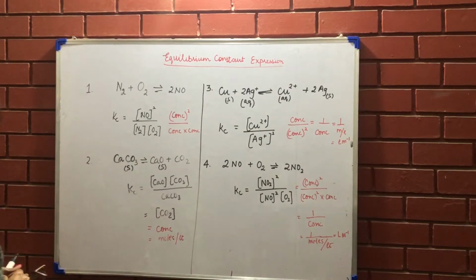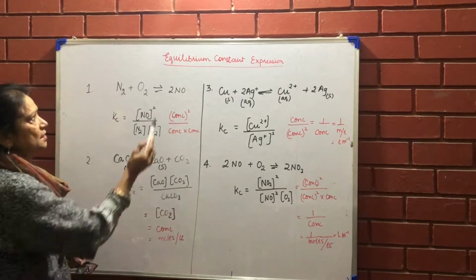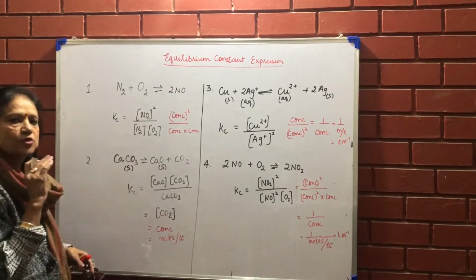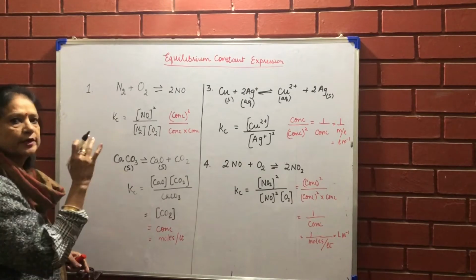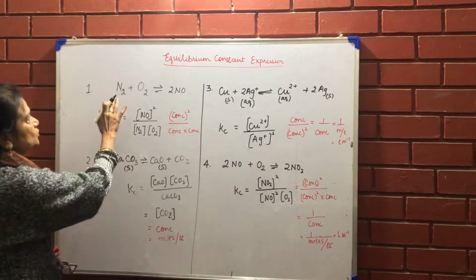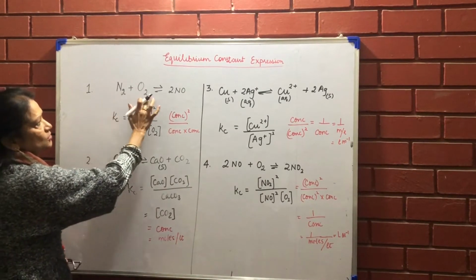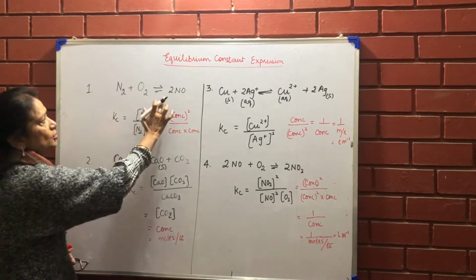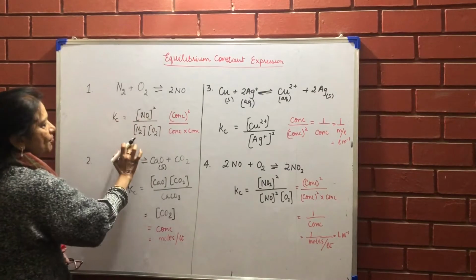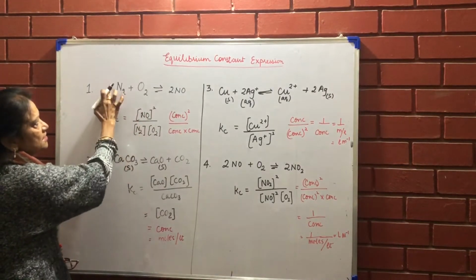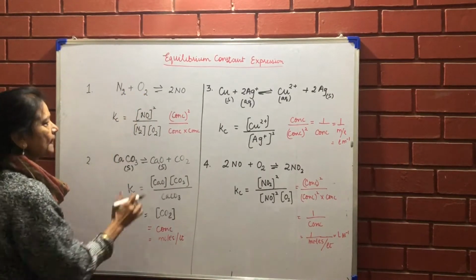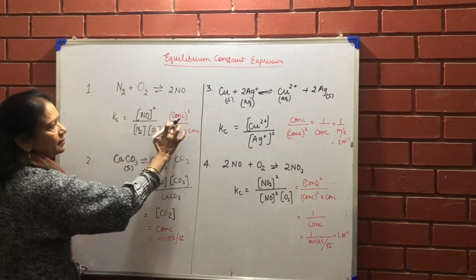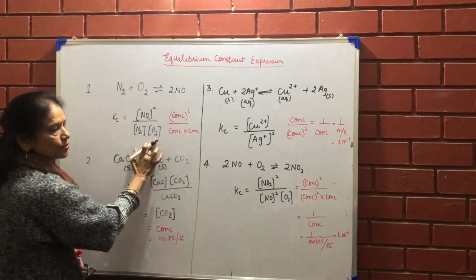Now see how we are going to write down the equilibrium constant expression. We just saw that in case of Kc, it was product upon reactant. So if the reaction is N2 plus O2 gives 2NO, this is the product, so I am taking the product to the power 2 upon nitrogen and oxygen, because the number here is only 1. If I want to find out their units, I'll say this is concentration square, and this is concentration into concentration.